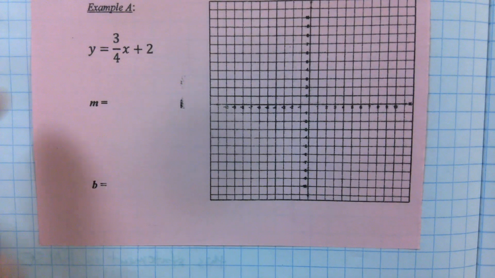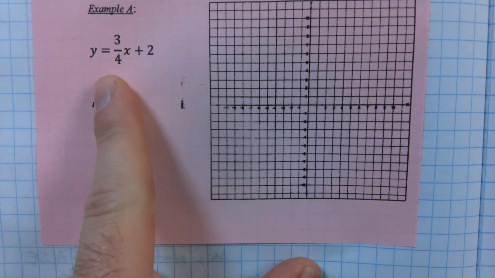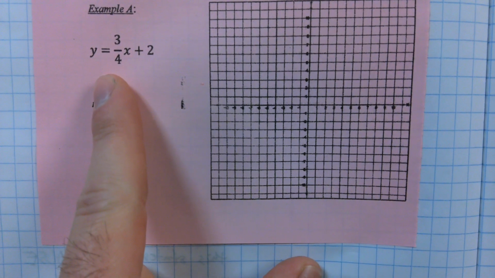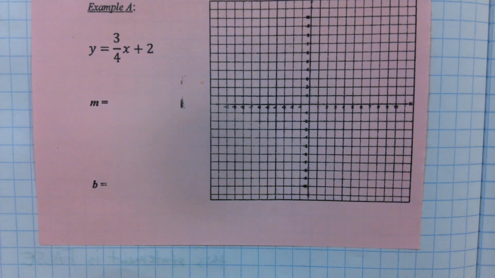Let's say we've got an equation like this: y = 3/4x + 2. Who could help me out? What is my step 1? What did we just say my step 1 was going to be, Ray? Identify m, the slope, and b, the y-intercept, as you said.